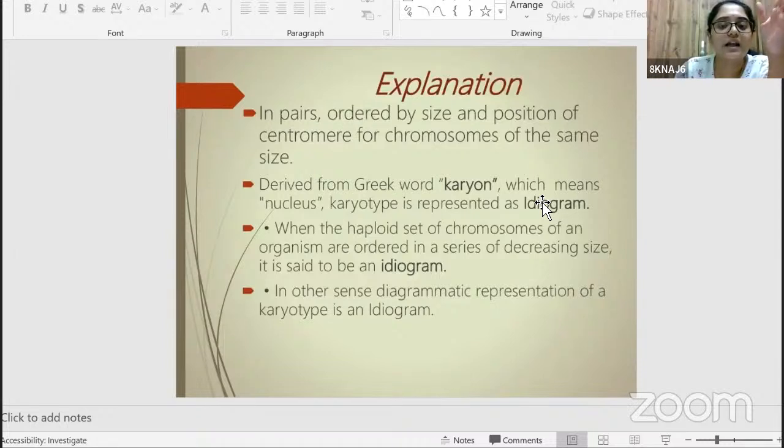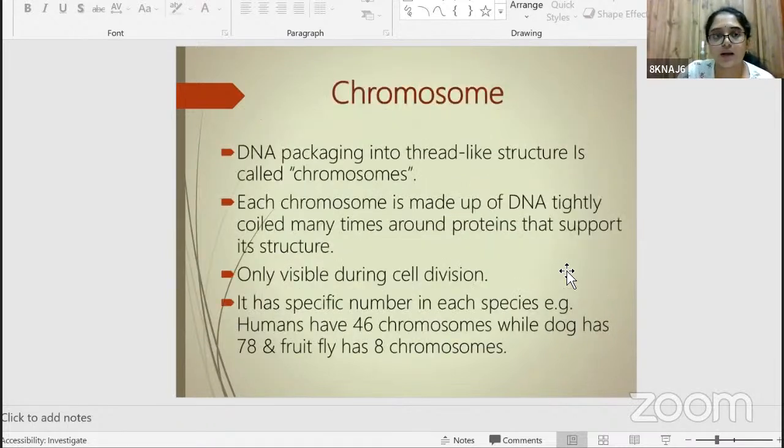The chromosomes are arranged according to their size and the position of the centromeres. So if a haploid set of chromosomes in the organism is present and they are arranged in decreasing size, it is known as an ideogram. So a karyotype in its sense is an ideogram.